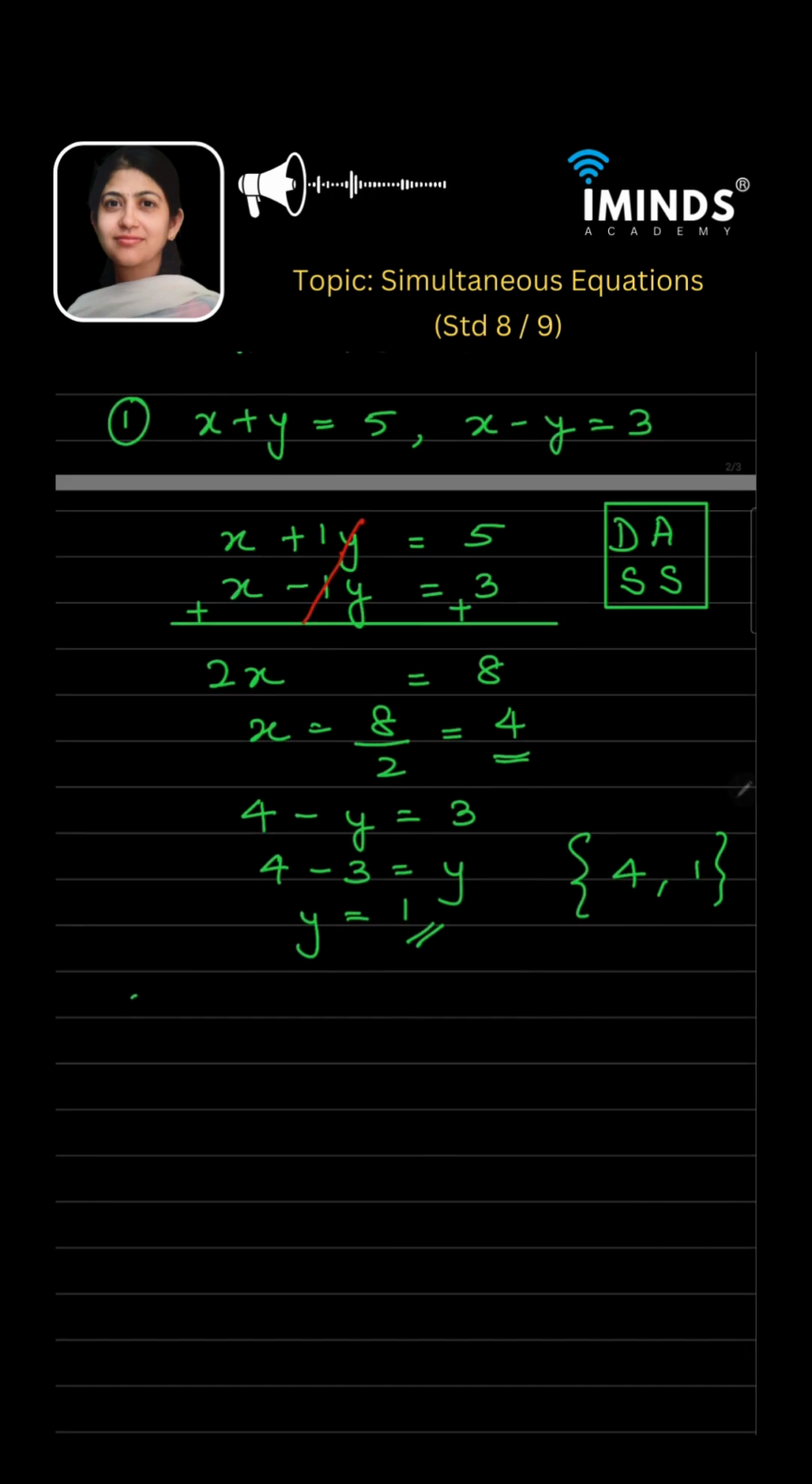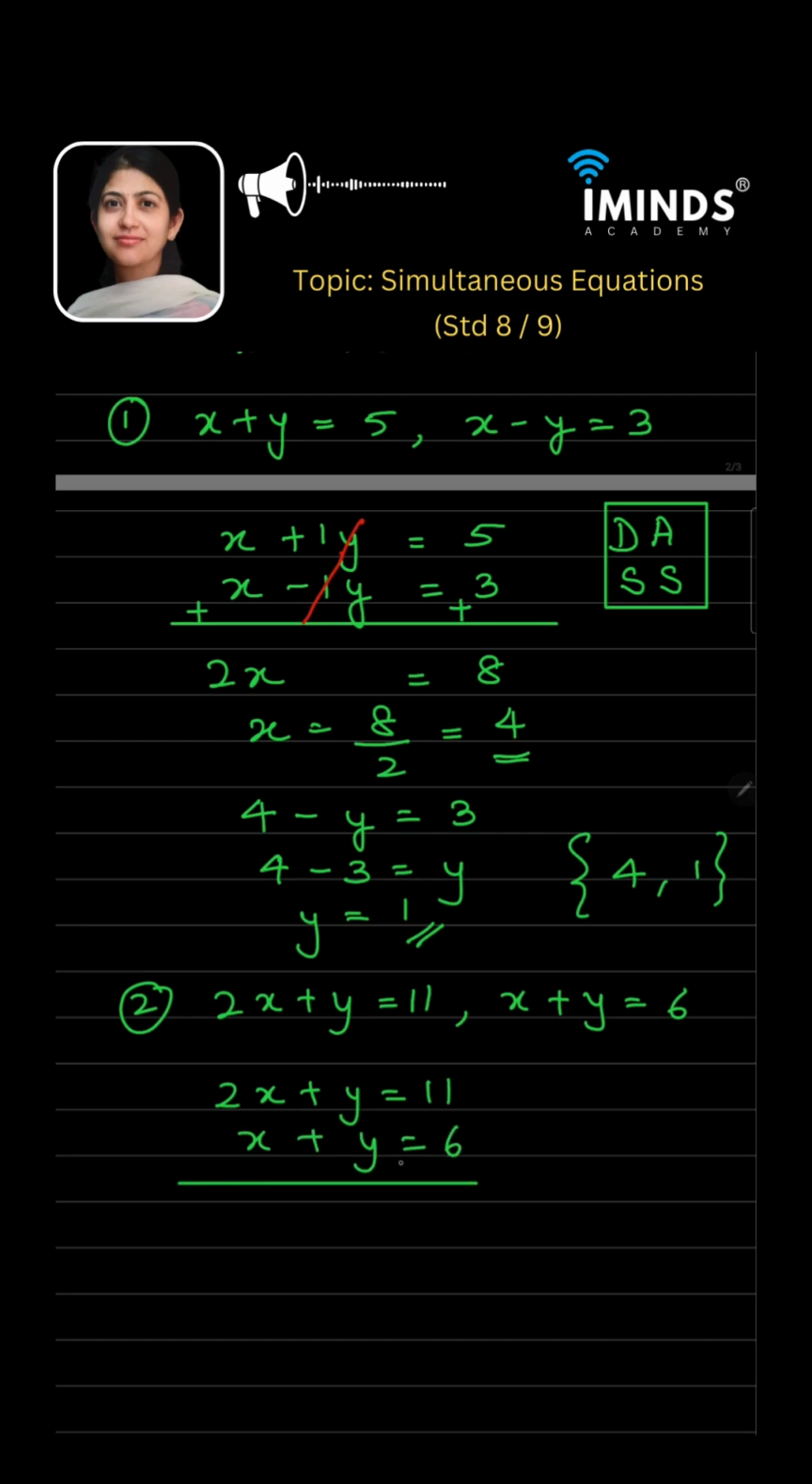Now, as this is very popular and there are many varieties of sums in this, we will do 2-3 more sums in this. Okay. So our next sum that I am taking is 2x plus y is equal to 11 and x plus y is equal to 6. Now here you see y and y have the same coefficient, 1 and 1, correct. So you can easily do it. Like 2x plus y is equal to 11 and x plus y is equal to 6.